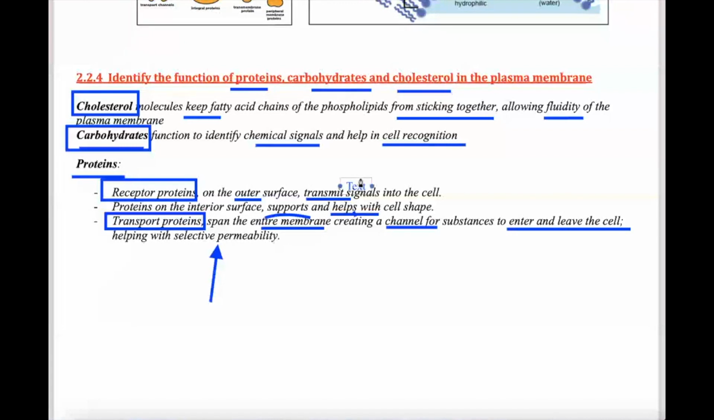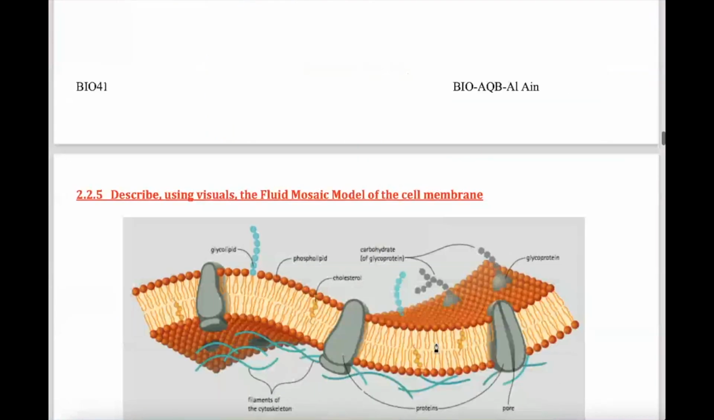This is very, very important for selective permeability. What is selective permeability? Okay, very good. It allows some molecules, ions, or particles to enter or leave the cell, but not others. So that's why we call it selectively permeable.